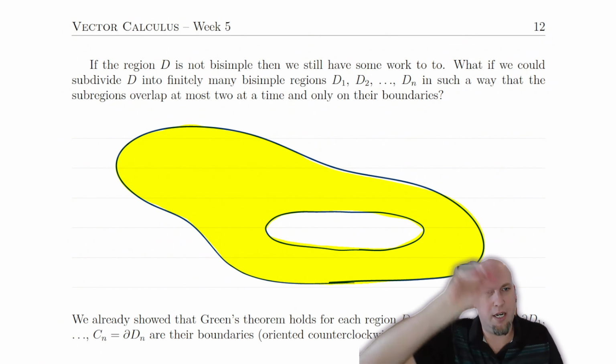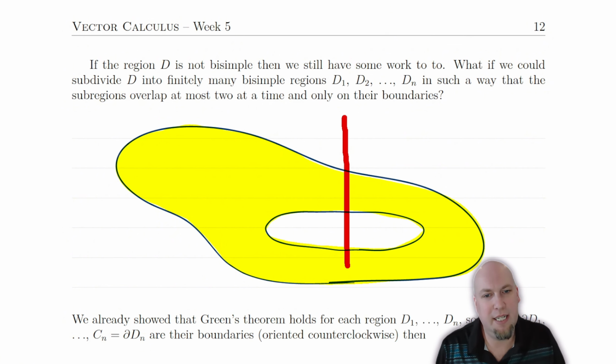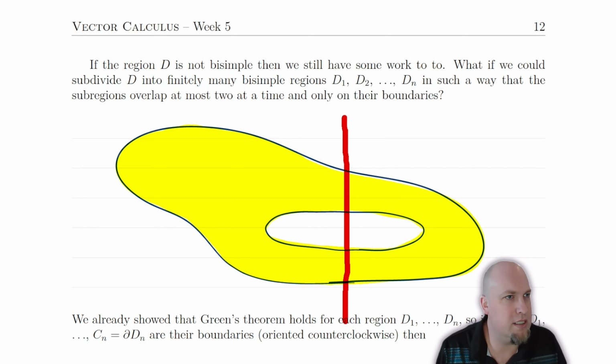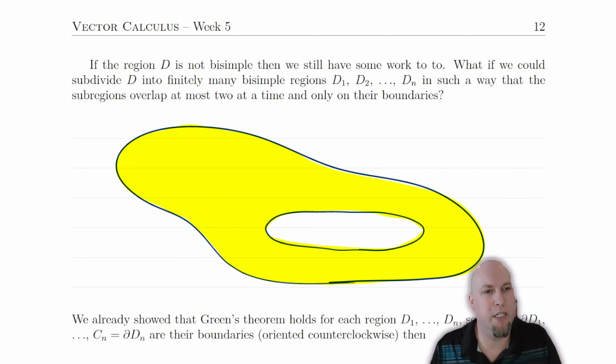There's not a single top and bottom curve and a single left and right curve. Or equivalently, if I slice with a vertical line, does it cross the boundary just twice? No, it crosses at 4 different spots. And same with left and right curves. It's crossing the boundary too much. This is not a bisimple region. So what can we do here? How can we leech off of things that we did up above to still try to prove Green's theorem?